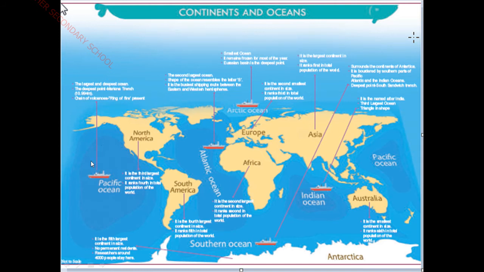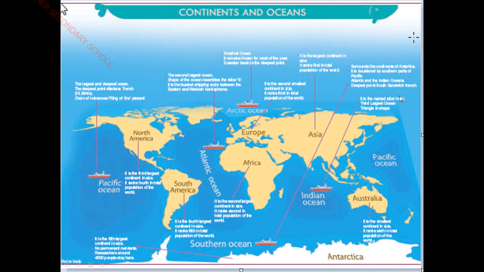Okay, the largest and deepest ocean is the Pacific Ocean. Its speciality: the Arctic Ocean is the small ocean. Okay, and afterwards Europe, it ranks third in the population of the world. Europe is the second smallest continent. Asia, this is Asia. The Asia continent is the largest continent in the world. Okay, it ranks first in the population of the world, first place.